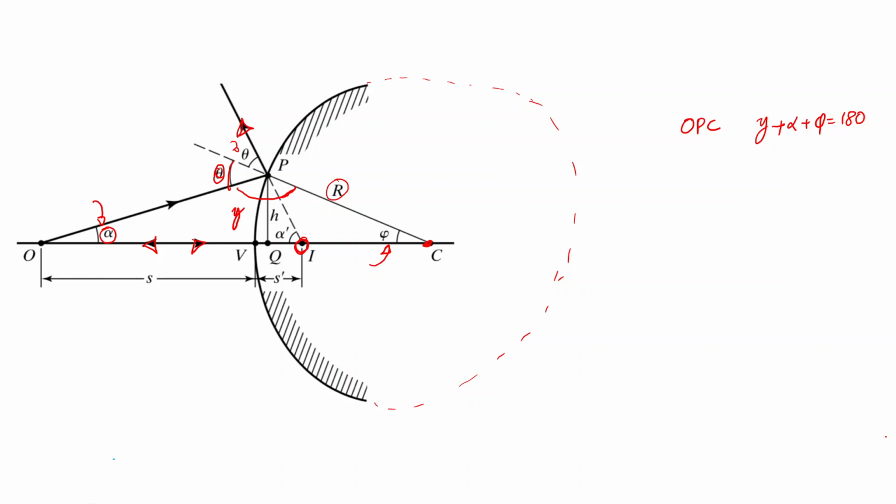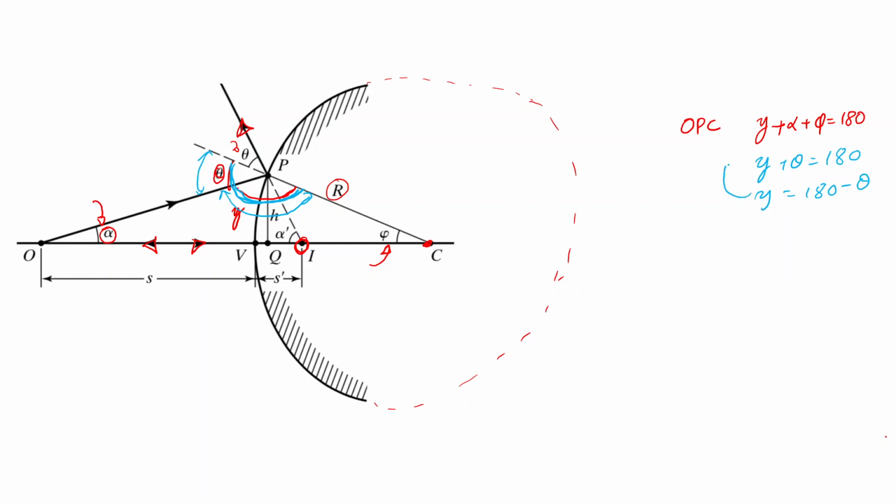So if I look at the line PC, this total angle shown in blue should be 180 degrees, but that is equal to y. This is y and this is theta. So y plus theta is equal to 180 degrees, or y is 180 minus theta.